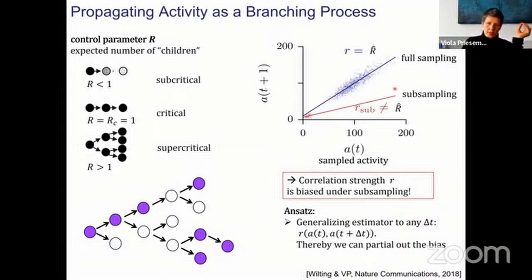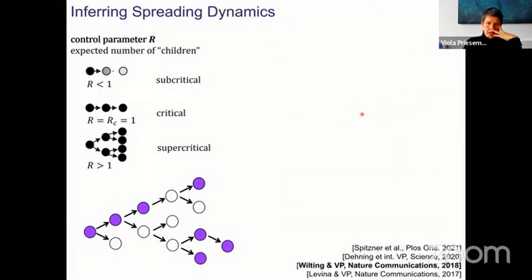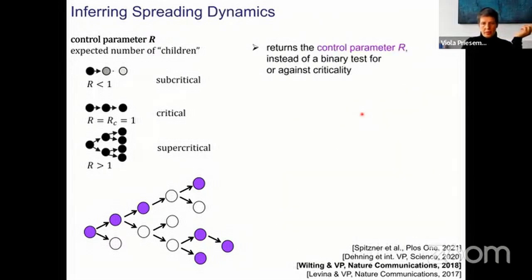So to summarize that, if we only see a fraction of the system, then the naive or the classical estimator fails. It underestimates the spread in the system, and therefore the control parameter of the dynamics, the R value, is typically underestimated, and we found a way to overcome it. The good thing is this approach directly returns for us the control parameter R instead of just a binary test for or against criticality.